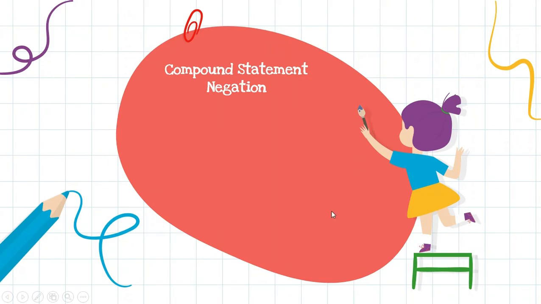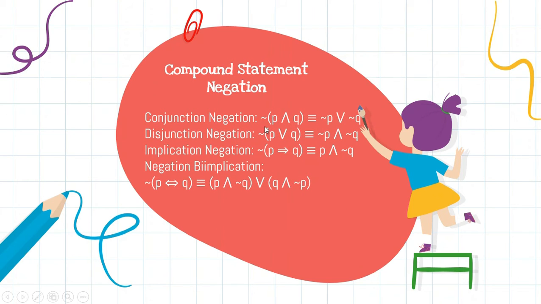Next, about compound statement negation. Conjunction negation: negation of P and Q is equivalent to negation P or negation Q. Disjunction negation: negation of P or Q is equivalent to negation P and negation Q. Next, implication negation: negation of P then Q is equivalent to P and negation Q. And the last, biimplication negation: negation of P if and only if Q is equivalent to P and negation Q, or Q and negation P.